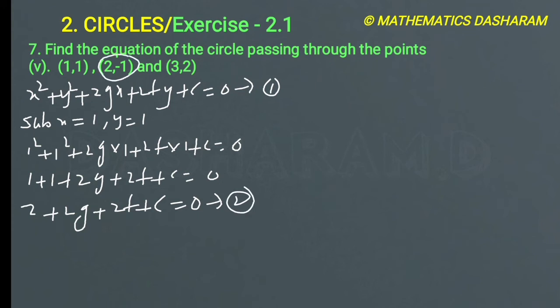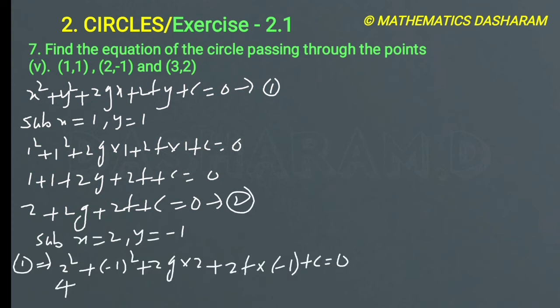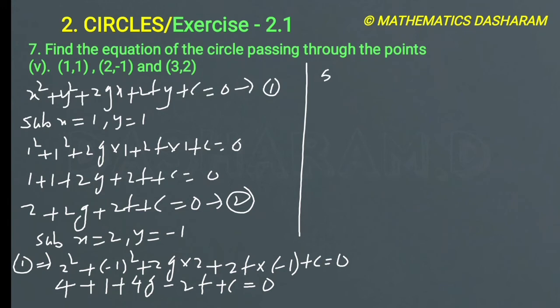Next substitute the second point, 2 comma minus 1. So 4 plus minus 1 whole square is plus 1, 2 2s are 4g. Next 2 into minus 1 is minus 2f plus c equals to 0. So 4 plus 1 is 5 plus 4g minus 2f plus c equals to 0, equation 3.